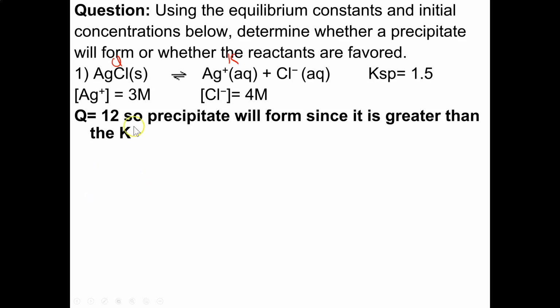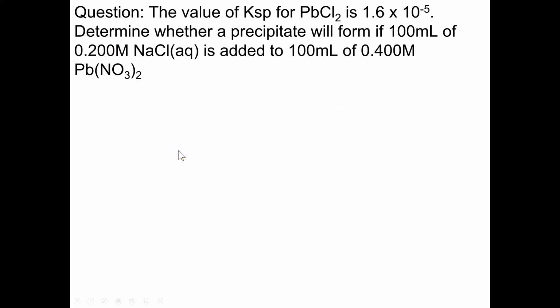All right, let's try another one. The value of KSP for PbCl2 is 1.6 times 10 to the negative 5. Determine whether a precipitate would form if 100 milliliters of this is added to 100 milliliters of this. This is a very, very challenging question. Here's why. It's a dilution question. It did not imply that the volume is negligible or constant. So what you have to assume is that once you mix these two solutions together, you're going to change your overall concentration. Why? Well, you started with 100 milliliters of each, but when you mix them together, now you have 200 milliliters.